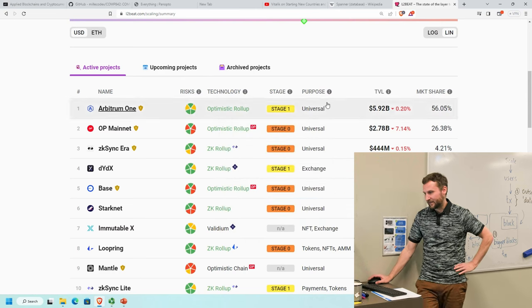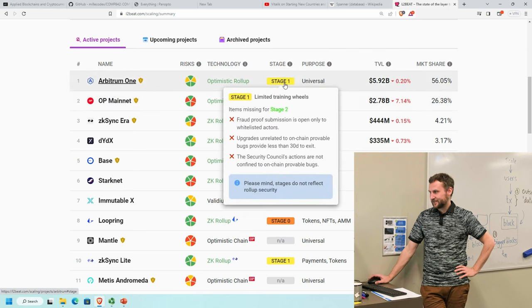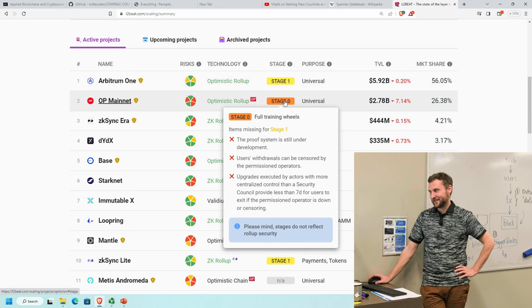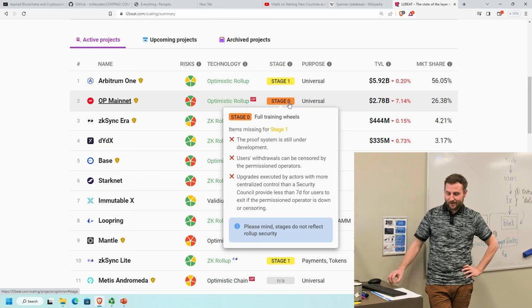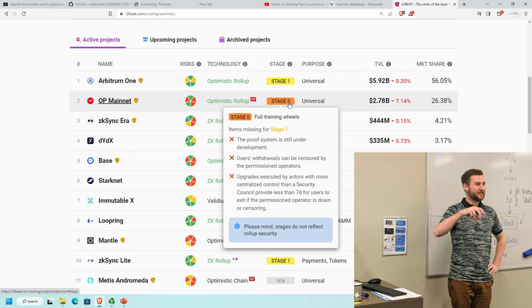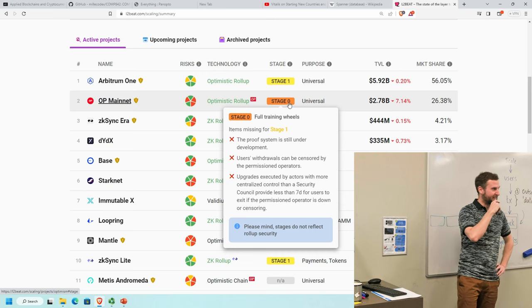If we look here, these are all different layer two implementations. The two I mentioned were Arbitrum and Optimism, which employ an optimistic rollup. But if we look at this, Arbitrum's at least stage one. These guys are in orange, stage zero, right? The proof system is still under development. So I think there's a tendency here for people to latch onto new technology and think that it needs to work exactly as well as the last Apple product, right? That's been in refinement for years and years and years.